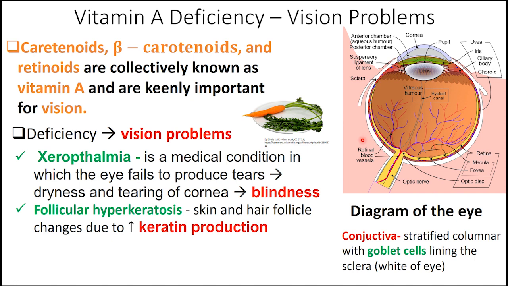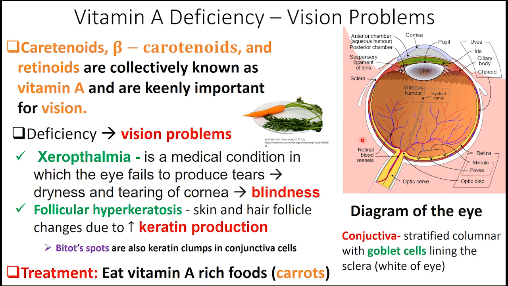The other thing that results is follicular hyperkeratosis. So it's skin and hair follicle changes due to increasing keratin production. Again, it just turns out that the molecules that result from these vitamin A precursors are involved in keratin production. It probably functions as a cofactor of sorts in keratin production. And so one of the other things that you'll see in somebody who's vitamin A deficient is called Bitot spots. It's just clumps of keratin in conjunctiva cells. And when I say clumps of keratin in conjunctiva cells, I literally mean within the cell cytoplasm there'll be chunks of keratin. So the treatment, again, just eat some vitamin A rich foods like carrots.